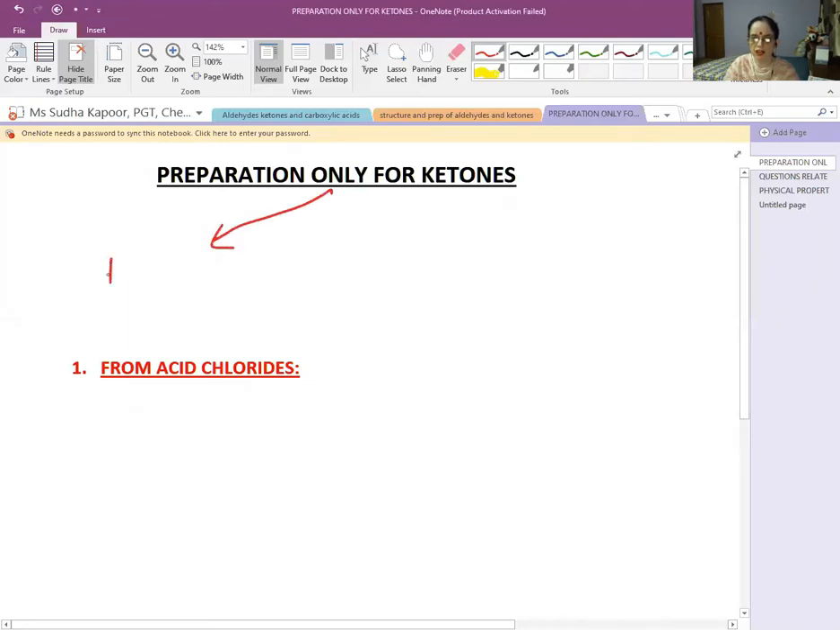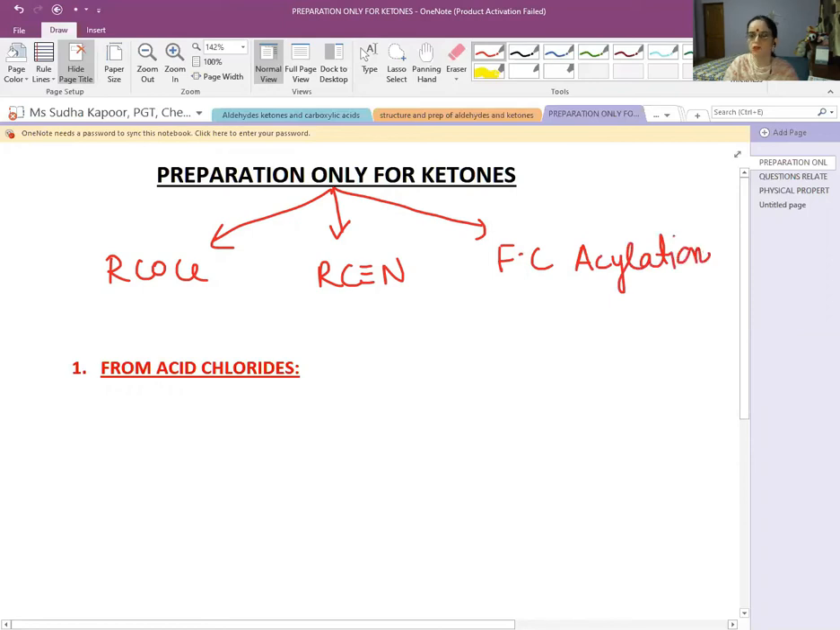Preparation of ketones can be categorized into three parts. The first starts from acid chloride, the second is from the nitrile part, RC triple bond N, and the third one is the Friedel-Crafts acylation reaction. So, three simple preparations for the ketonic part. Now the first one, that is from the acid chloride.